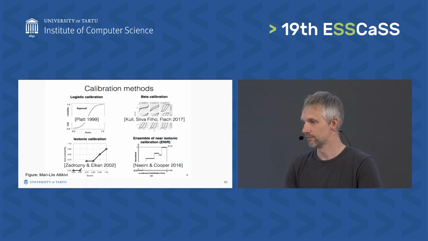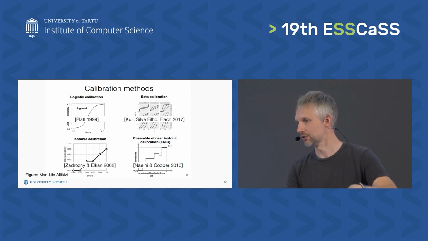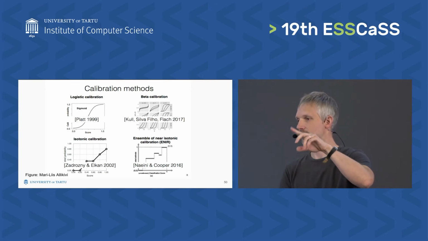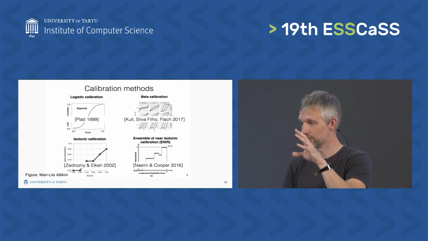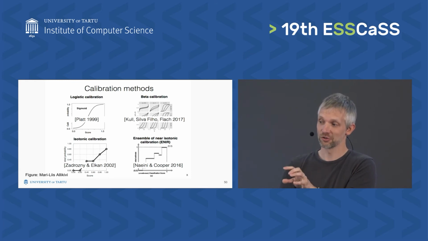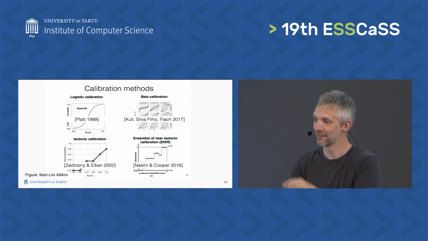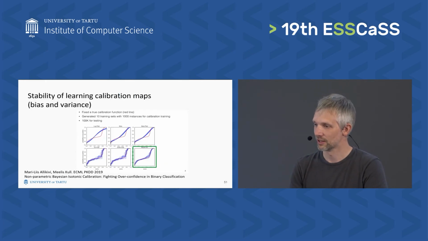There are several existing binary classification methods. So logistic calibration, or Platt scaling, is just fitting a logistic function. Isotonic I mentioned. We had this beta calibration, a family derived from beta distribution assumptions. Sometimes you can consider violations to this monotonicity, so that's the near isotonic calibration. But I'm not going into details there.